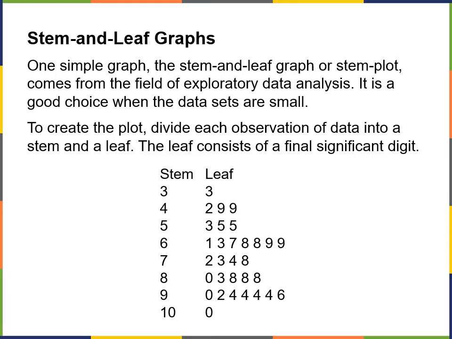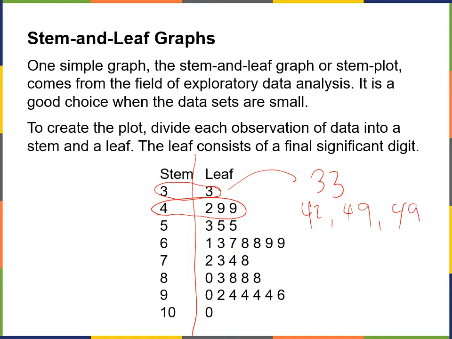The leaf consists of the last significant digit of the data value, and the stem is everything else. And so you see here, this is how you would break it down into your stem and leaf. I sort of split it down the middle, and the idea here is that this number right here is 33, and this number right here is really three different numbers, so it's 42, 49, and 49. And so the idea is you have 40s in this group, 50s in this group, etc. And this is the second digit, the last digit of each one.